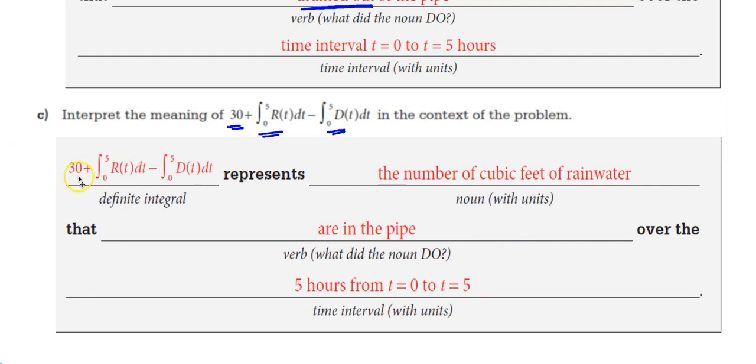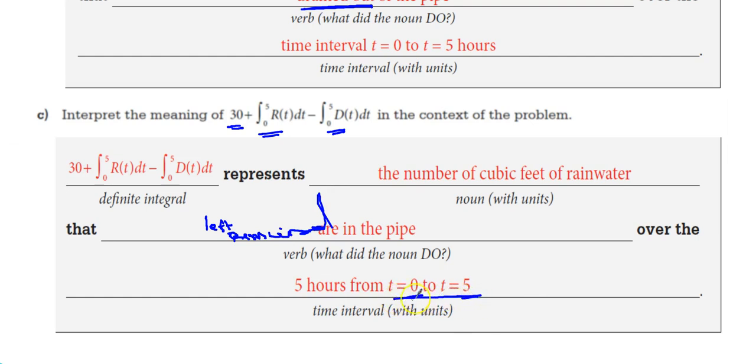30 was initially there. Integral from 0 to 5 of R of t dt: water came, water left. So let's take a look at this. This is the number of cubic feet of rainwater. Again, the same noun, but the verb is different. Left in the pipe, or is in the pipe. You can write a very similar answer: left in the pipe, remained in the pipe over the 5 hours from t equal to 0 to t equal to 5.